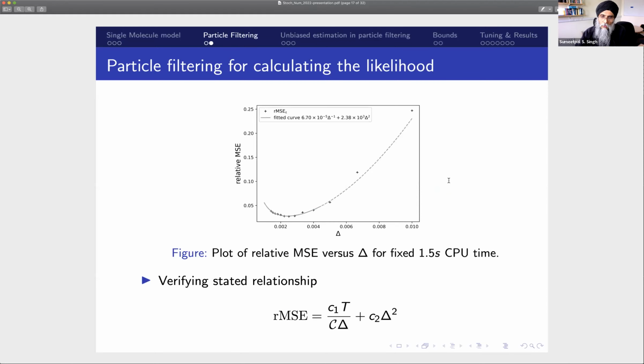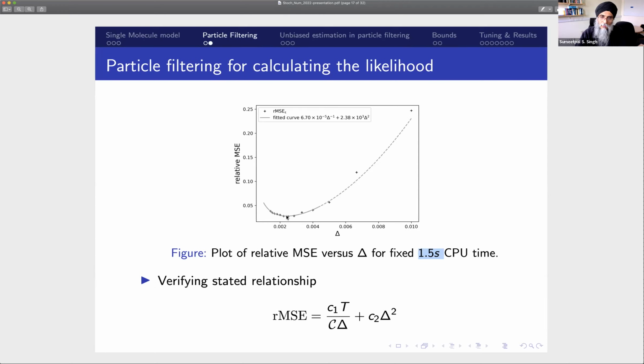So here's a numerical result confirming this relationship of 1 over delta plus delta squared. For a given CPU budget of 1.5 seconds, we computed the relative MSE for various choices of delta. The crosses represent the numerical values of the simulation, and this solid line is just interpolation. We fit the best 1 over delta plus delta squared relationship, and the dotted bits are where I don't fit a relationship too far outside the local minimum.